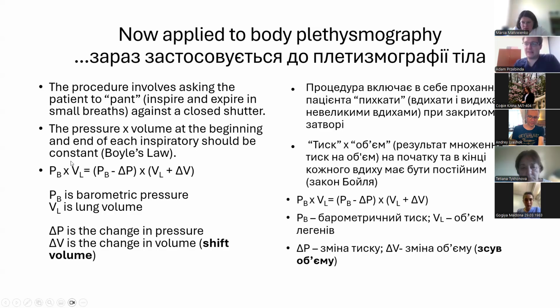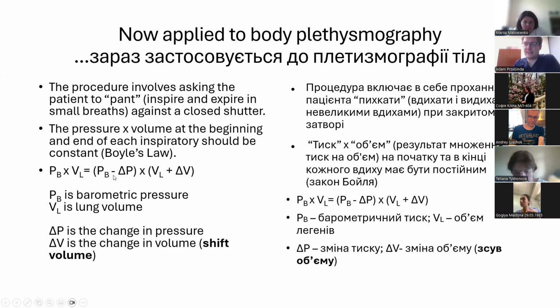So let's say that the initial pressure is barometric pressure, atmospheric pressure, and the initial volume is the volume of the lung. That multiple should be equal to the pressure at the end of each inspiration. And I apologize for the math on the next few slides, but I think it's helpful. So I'll walk through it.